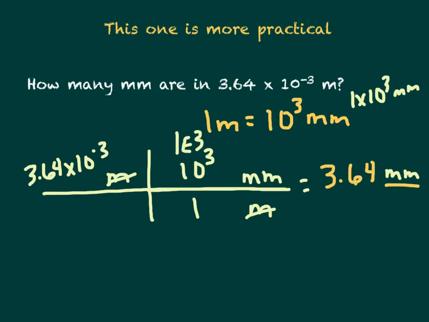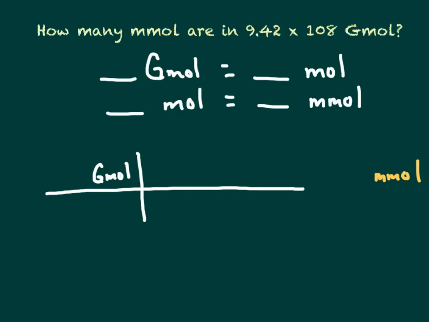And the sig figs are whatever you started out with because these are exact quantities. 1,000 millimeters is exactly 1 meter. That's just a one-step conversion for metric units. Here's one that's a little tougher. It says how many millimoles are there in 9.42 times 10 to the 8th gigamoles.